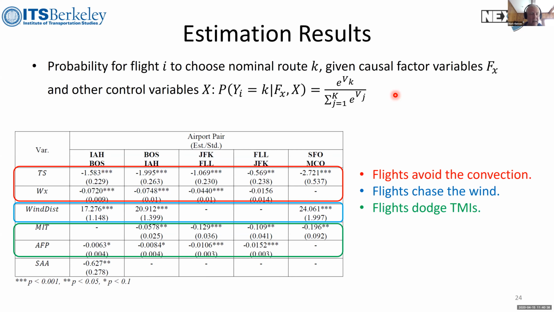And the main message here is we see the degree to which flights avoid convective weather, and that they chase the wind. You see the blue box, positive values indicate that a greater tailwind makes the route more attractive. And they do try to avoid TMIs, in particular MIT restrictions and airspace flow program restrictions. And in some cases, although not all, there's evidence that they avoid active special use airspace as well.